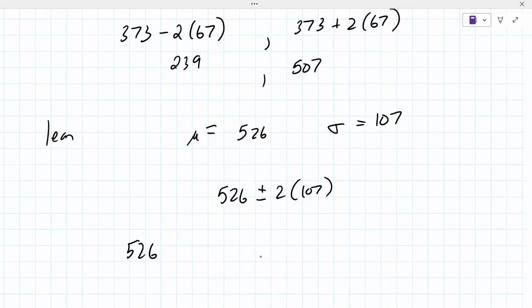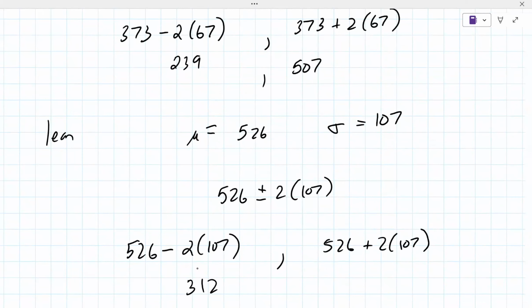That gives 312 and 740. So that's the setup for those. If it asked for the 99.7%, you would have to go 3 standard deviations. Okay. Yeah, that makes sense.